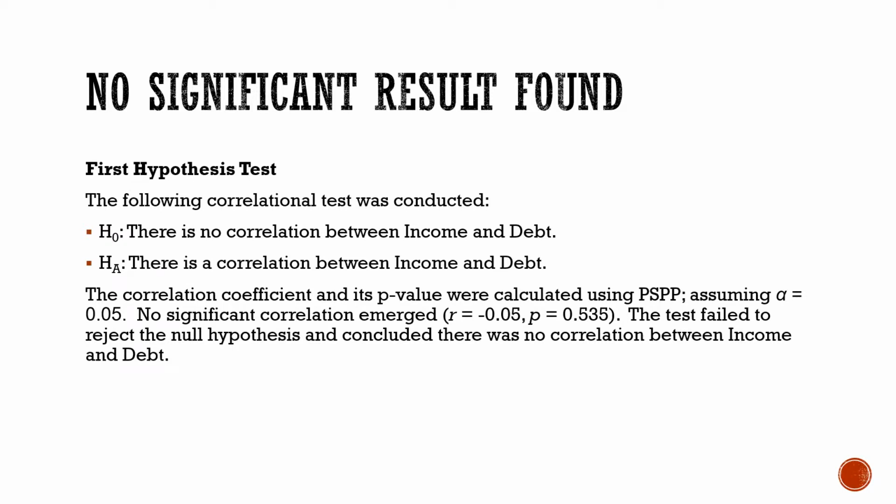There was no significant result found, because the correlation coefficient and its p-value were calculated using PSPP, assuming that alpha equals 0.05, so no significant correlation emerged, with a negative 0.05 and a tail of 0.535. The test failed to reject the null hypothesis and concluded there was no correlation between debt and income.